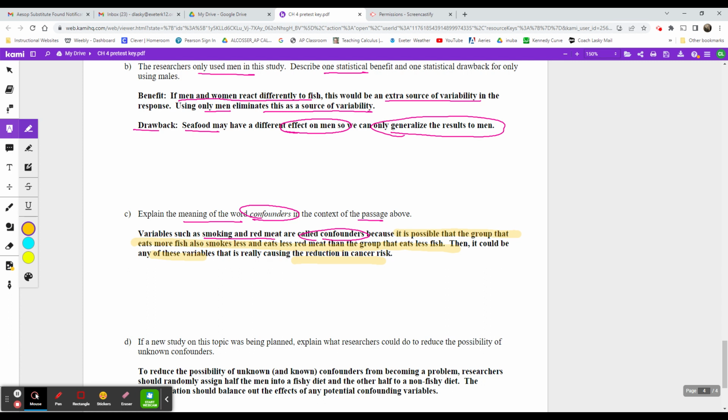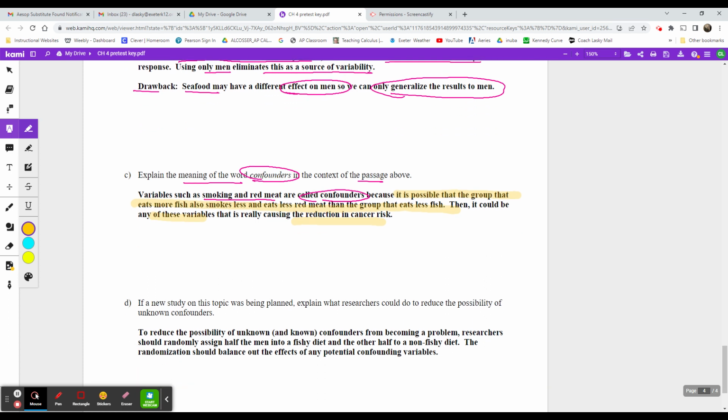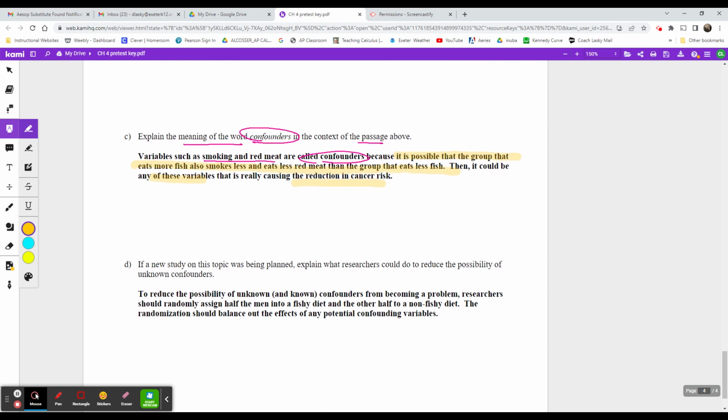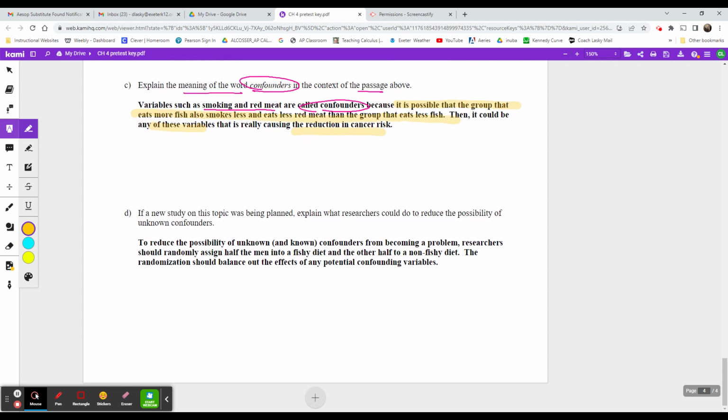So since we can't eliminate them at the end, that means there's no way to tell that they're not involved in the response variable, so therefore they're confounders because it could be one or the other.